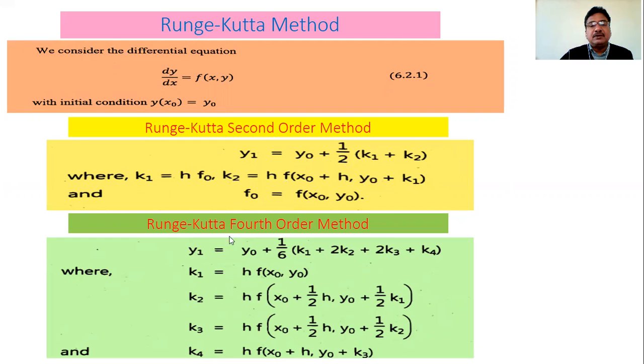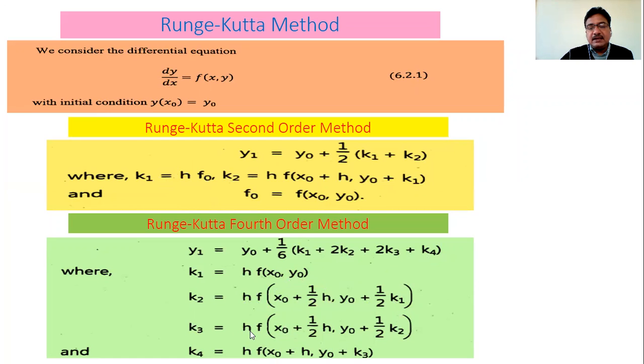And then the fourth order formulas are, y1 is y naught plus 1 by 6, k1 plus 2 k2 plus 2 k3 plus k4, and these are the values of k1. K1 is the same as this, that is h f of x naught y naught. F naught means f x naught y naught. Then k2 is h f x naught plus 1 half h, comma y naught plus 1 half k1.